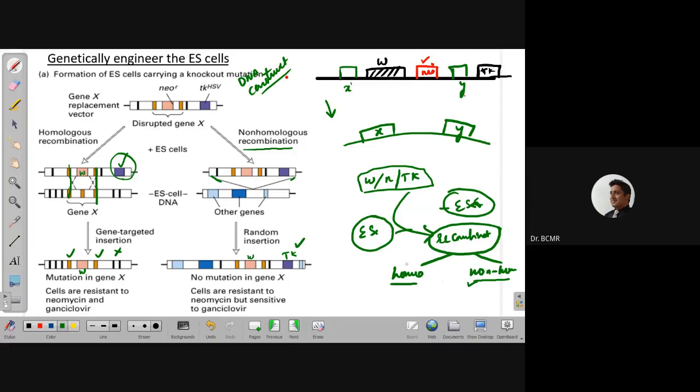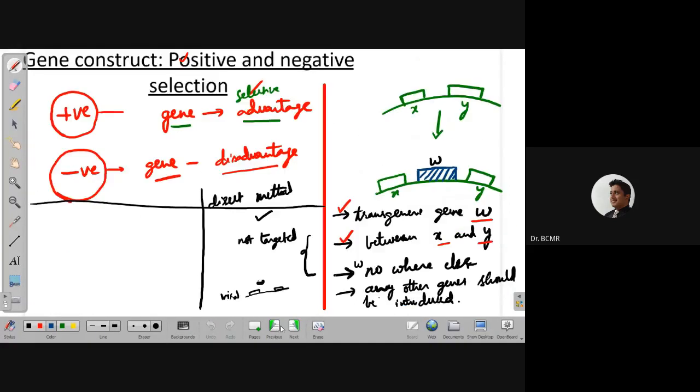So how to get rid of it? In this situation, if you gave neomycin in the culture medium, the non-recombinants would die. Recombinants would grow because either with homologous recombination or non-homologous recombination, they have the neomycin phosphotransferase gene in both cases. So they both will grow. But based on the conditions that I have laid out in the previous slide, I don't want any integration anywhere else.